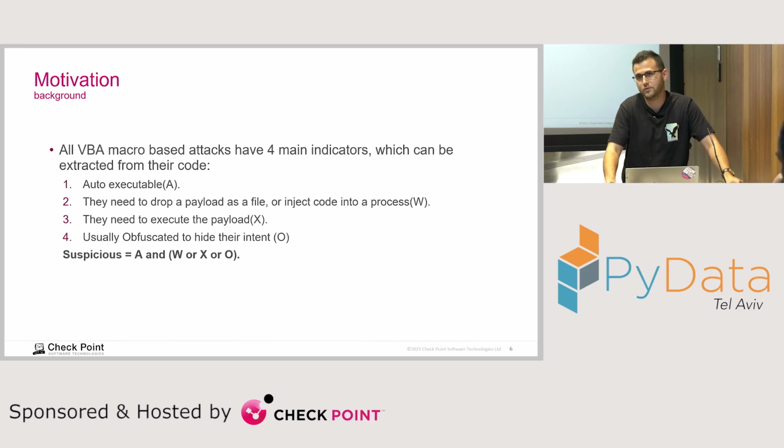They usually do that to hide their intent and make it hard for analysts to understand what the code is actually doing. So with all these 4 triggers, you can say that a suspicious sample is one that is auto-executable. It has to run. It probably runs automatically, and it triggers one of the other triggers.